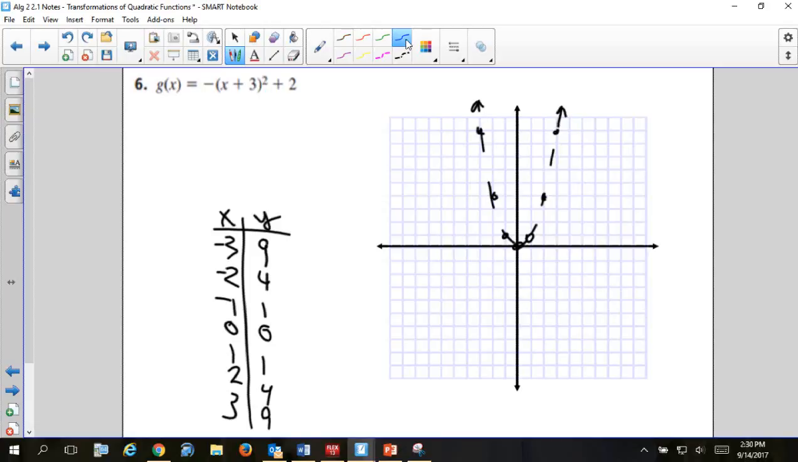Okay, the transformations. What's the negative mean? Reflect in the x-axis. Is that vertical or horizontal reflection? Is it going to affect my x's or my y's? Is that vertical or horizontal?